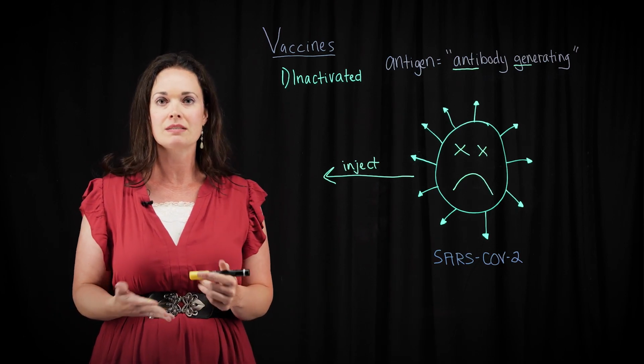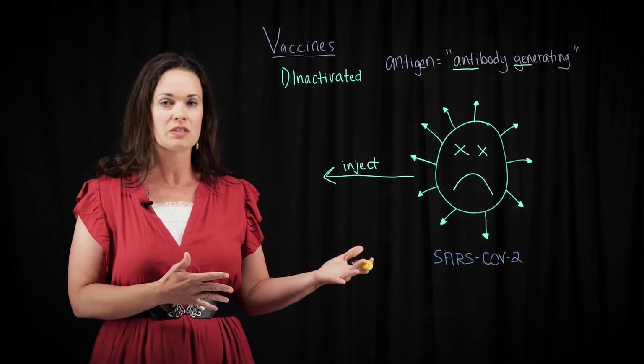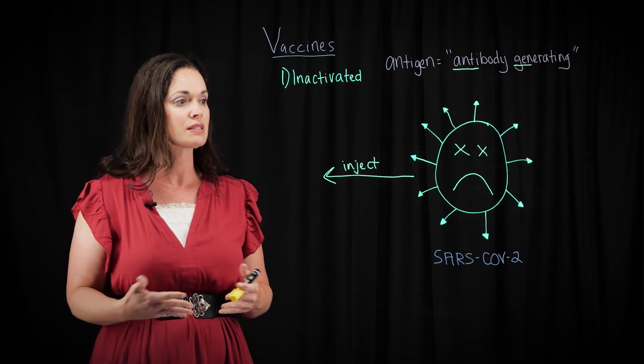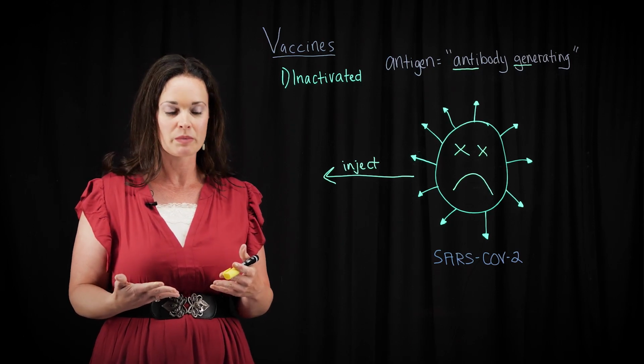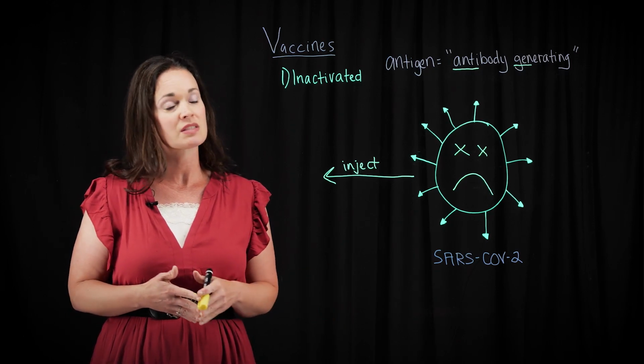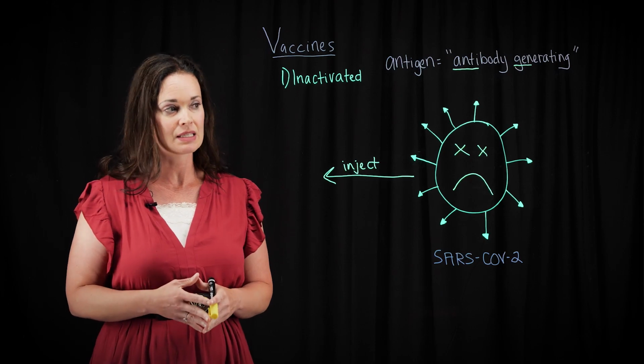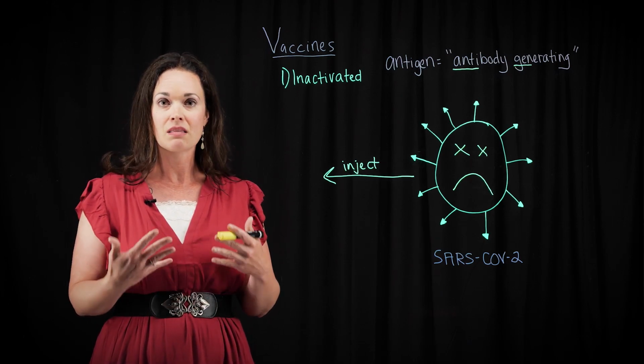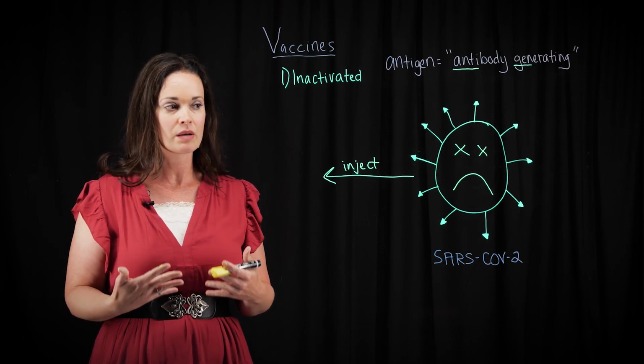The benefit of this is there's no way that you could get the disease from this particular type of vaccine, but you do get the immune response, which allows you to develop some immunity. One of the problems with this very, very simple type of vaccine is that because the antigens are dead, it takes a lot of exposure to really get a strong immune response.